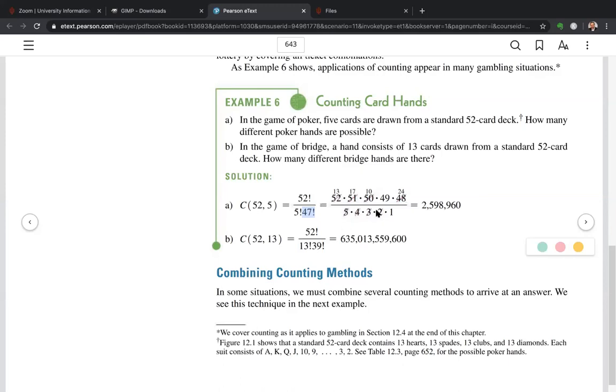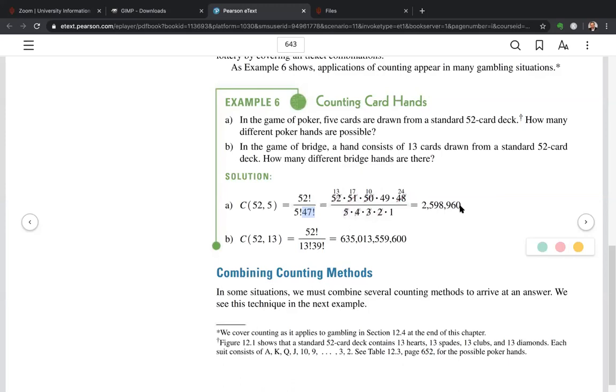So now that you've canceled all these numbers in your denominator, you're left with the 13 times the 17 times the 10 times the 49 times the 24. And when you multiply that all out, you get 2,598,960, which means that there are over 2.5 million different 5-card hands that you can be dealt in poker.